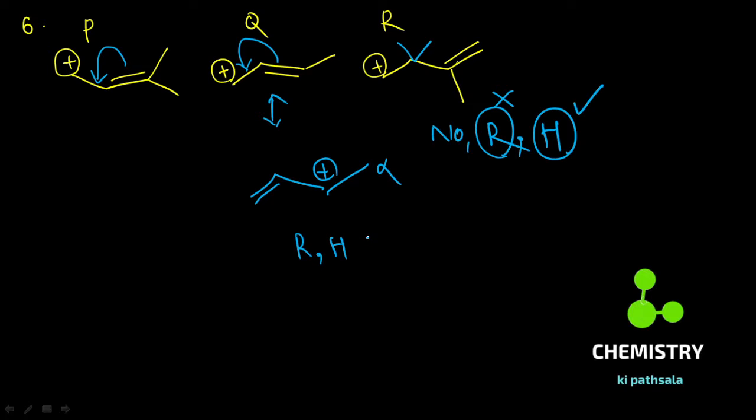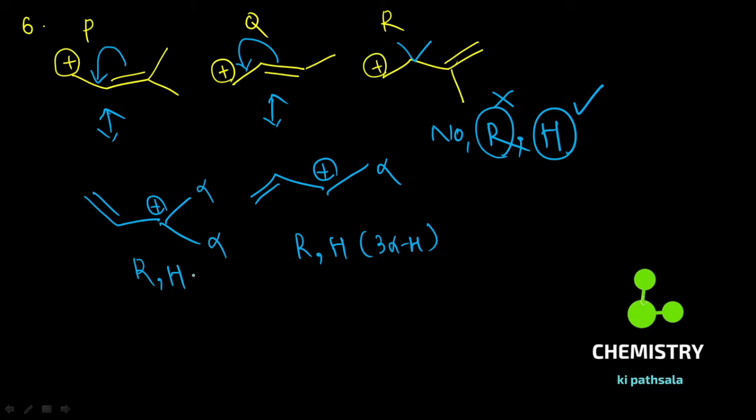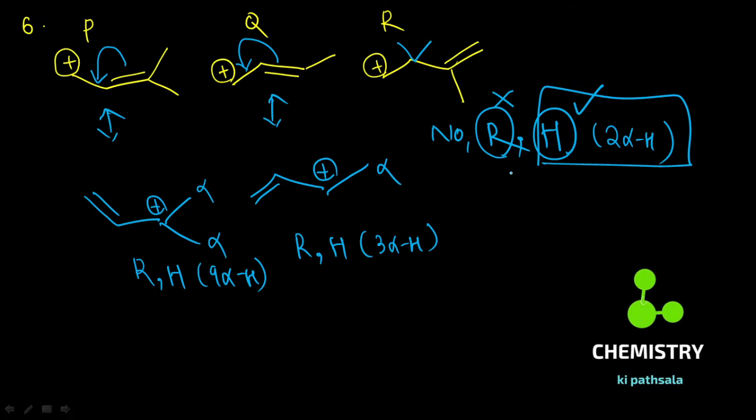So it is stabilized by resonance and 3 alpha hydrogens, and it is stabilized by resonance and 6 alpha hydrogens. Here, hyperconjugation is stabilized by 2 alpha hydrogens. So neither hyperconjugation nor resonance will determine the stability of R. So the stability will be P greater than Q greater than R.